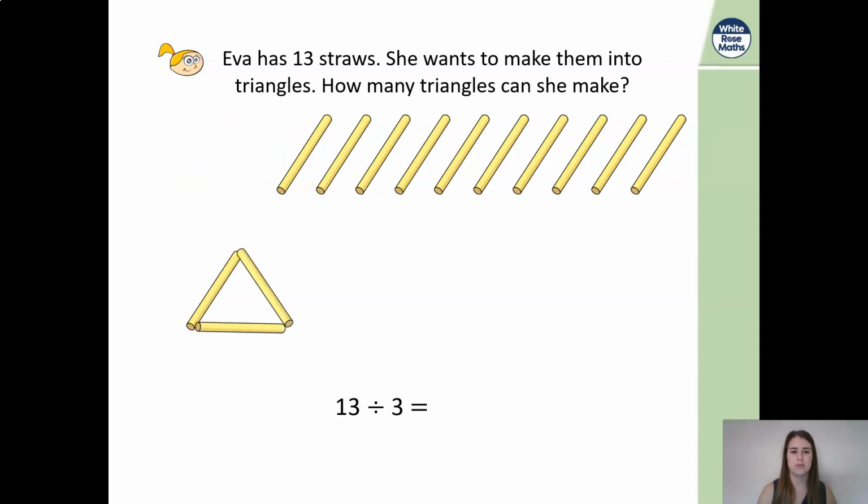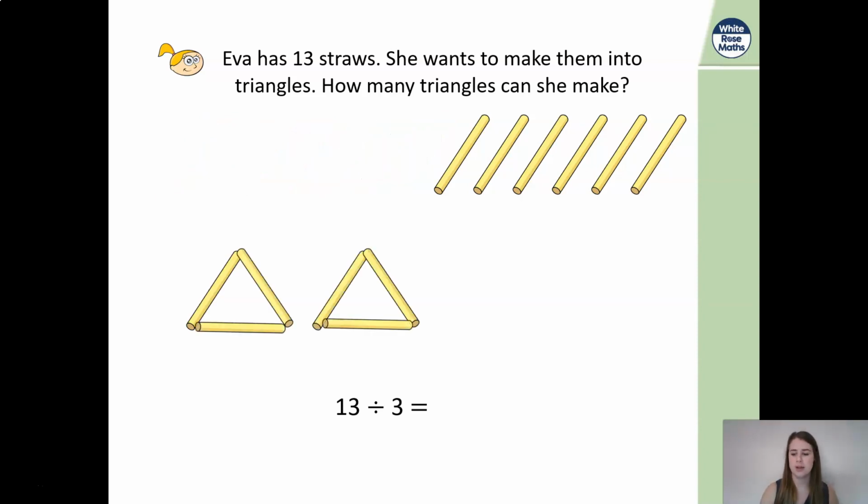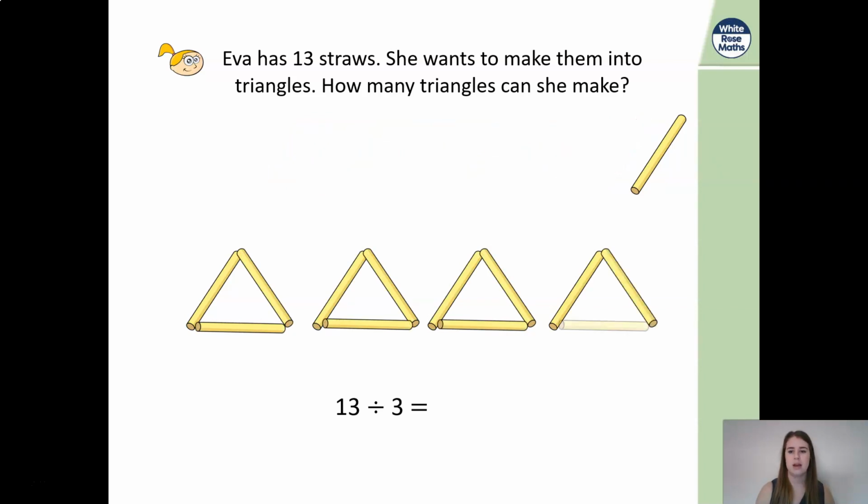So I have 1 group of 3, I have 2 groups of 3, 3 groups of 3, and 4 groups of 3. So I can get a total of 4 full triangles. Now I can't use this additional one here because I need another 2 to make a whole triangle. So altogether I've got 1, 2, 3, 4, remainder 1. Okay? With me so far?